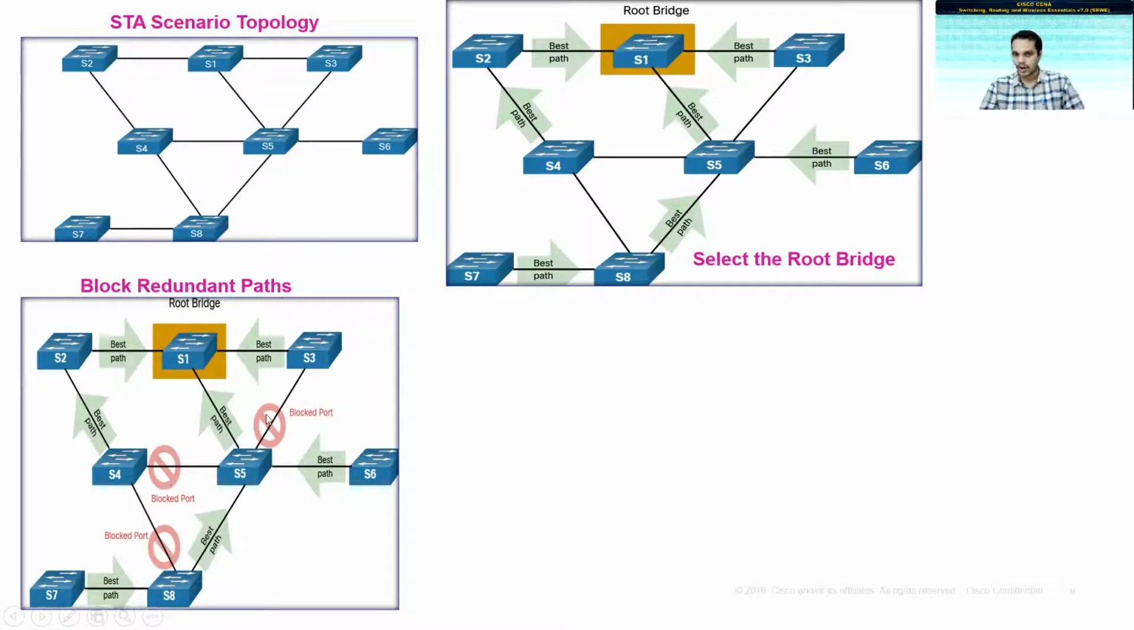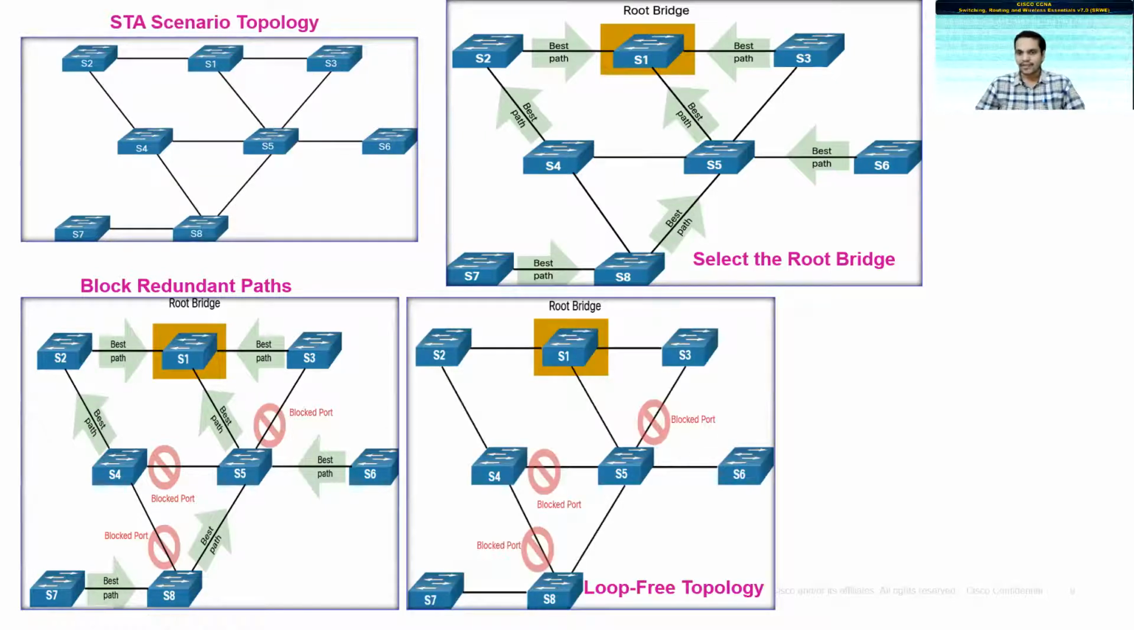These are called blocked ports. Blocked ports means traffic is not allowed to enter or leave through those ports. Once you do that, you have a loop-free topology. If you observe the diagram, there is always one path available between any 2 switches. If you take S1 to S2, only this is the path. You can't go through anywhere else. Similarly, S1 to S7 is S1, S5, S8, S7. S1 to S6 is S1, S5, S6. This is called a loop-free topology.